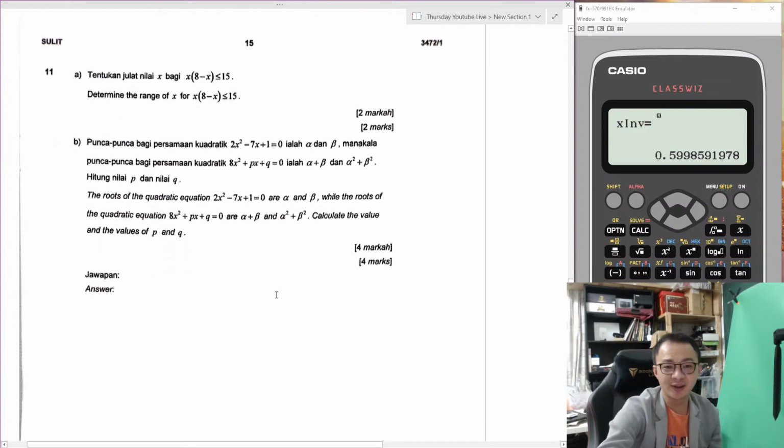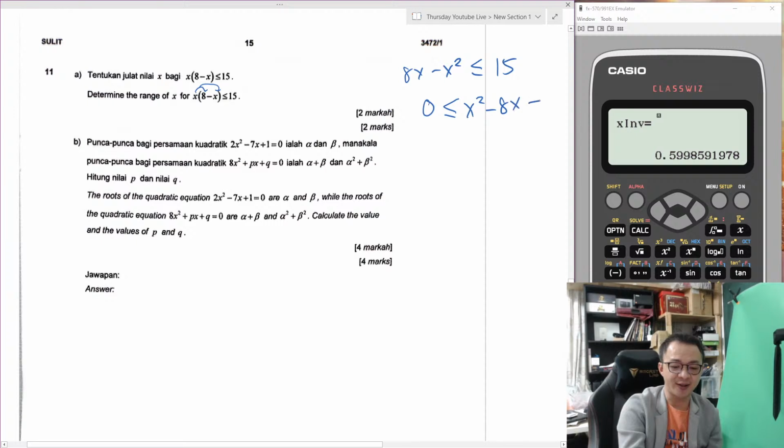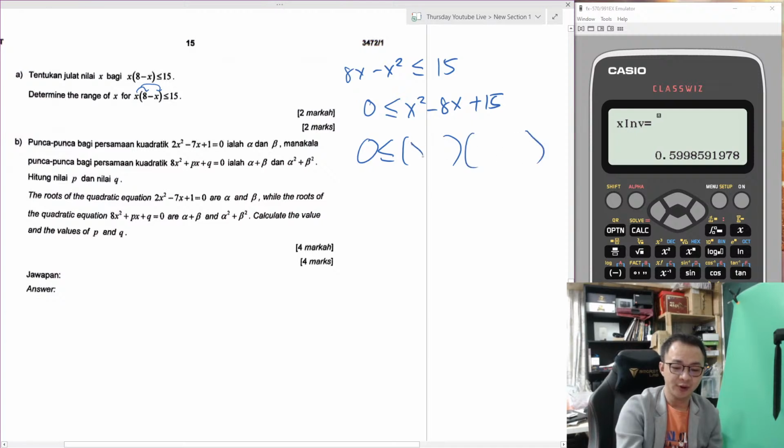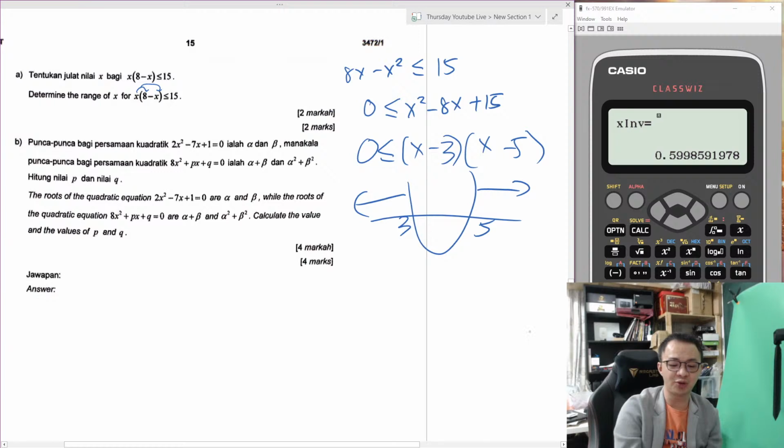Let's move on to the next one. Alright, this one asks us to find a range. Let's multiply the x into both sides. So I get 8x minus x squared less than or equal to 15. I prefer to move everything to the other side: x squared minus 8x plus 15. Then I will just factorize it accordingly. This is x, this is 5 and 3, minus for both. So since it's bigger than 0, the roots are 3 and 5, right? Bigger, so we go in these two directions. So x must be less than 3, or x must be bigger than 5. Done. Alright, this one you can type in the calculator, also no problem. You still get the same result.